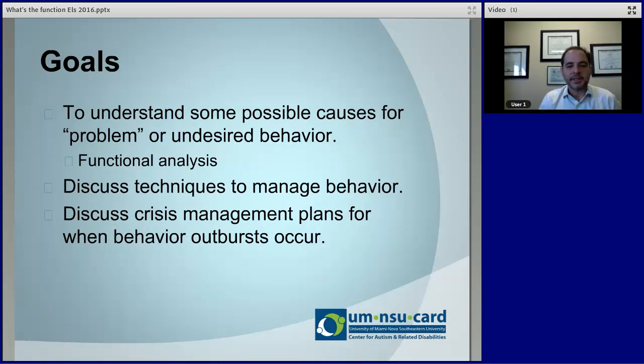So for today, the goals of our presentation are to understand some possible causes for quote-unquote problem behavior or undesired behavior. And we're going to talk specifically about a procedure called the functional analysis. This is an assessment designed to identify the reasons or the functions or the maintaining variables for problem behavior. We'll also talk about some techniques to manage the behavior as well as discuss crisis management plans for when behavior outbursts do occur.